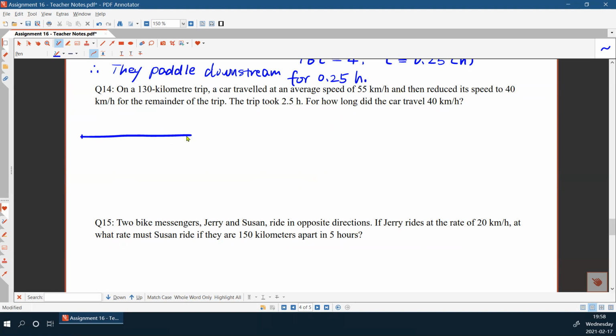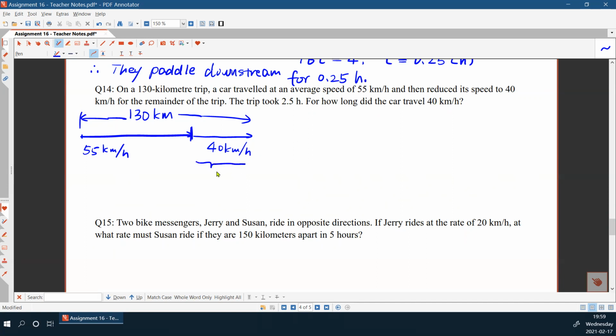So first of all, the car traveled at an average speed of 55, right? And then it reduces speed. For example, it reduces speed here, and then travels the rest of the distance at 40 kilometers per hour. Okay, we know that the total distance the car traveled is 130 kilometers, right? And it asks you to find how long the car traveled at 40 kilometers per hour.